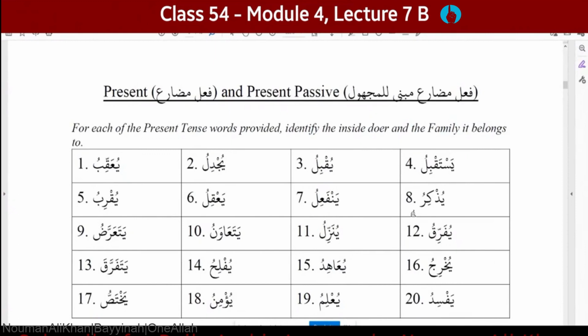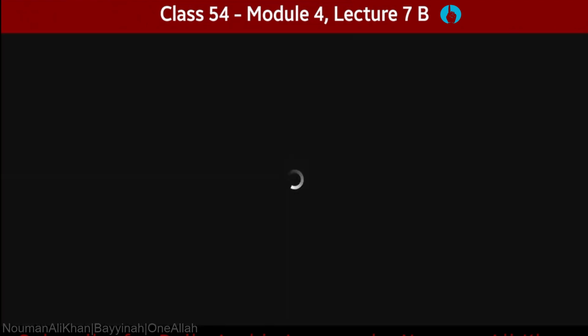Yuqibu. Aslama. Aqaba, oh wait, no, not aqaba. So, aslama. Oh my goodness. Aqbala, yuqbilu, iqbalan. Okay. Yastaqbilu. Which one are you on? Fourth one. I finished the third one. Yastaqbilu. This is istaghfara, right? Yeah. So, istaghfara, yastaghfiru.